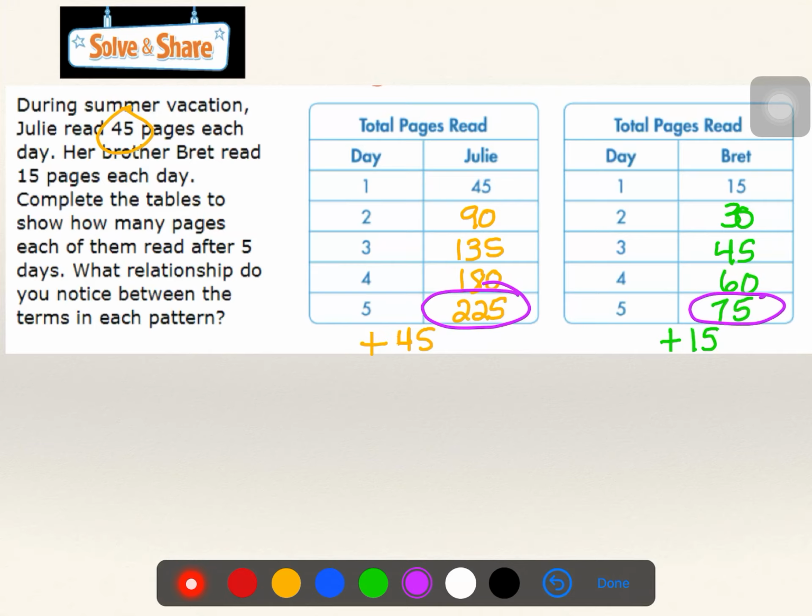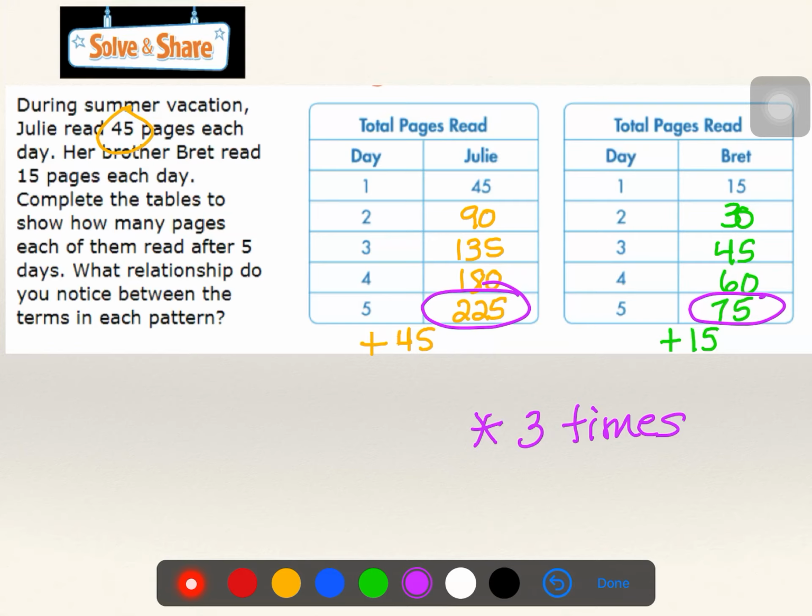You could say that between 15 to 45 or 30 to 90, I do notice that that is 3 times as many in Julie's chart as it is in Brett's chart. For day 1, Julie has 3 times as many. For day 2, Julie has 3 times as many. That's my relationship between the 2 terms in the pattern.